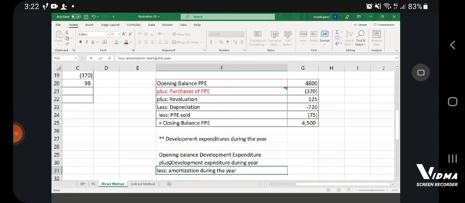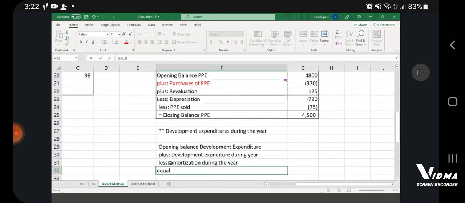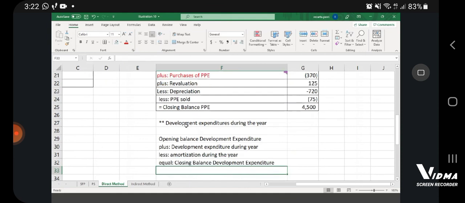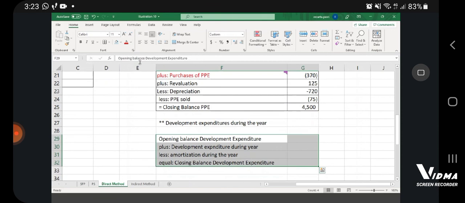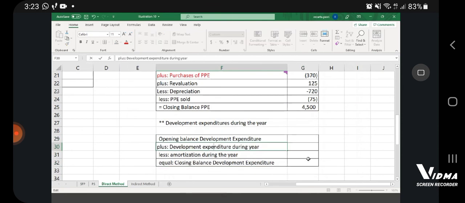Remember that as it is a non-current asset, an intangible one, it should be amortized during the year. And actually we have the amount of amortization. That should be equal to the closing balance of this item of development expenditure at the end of the period. So this is the equation, the formula that we are going to use to calculate the amount of development expenditure during the year. This is the unknown figure, the question mark figure for us, okay?